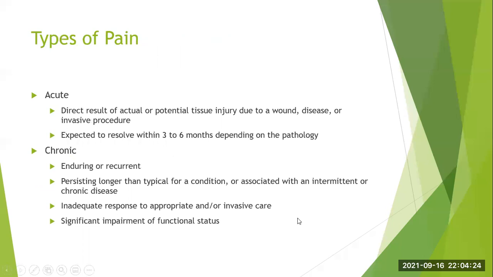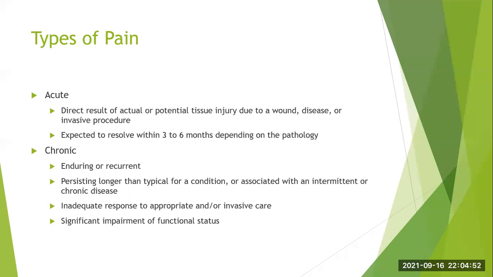So we've talked about types of pain in pathophysiology. Acute pain is the direct result of actual or potential tissue injury due to a wound, disease, or invasive procedure. Acute pain is usually expected to resolve within 3 to 6 months, depending on the pathology. Acute pain is usually easy to localize and easy to describe.